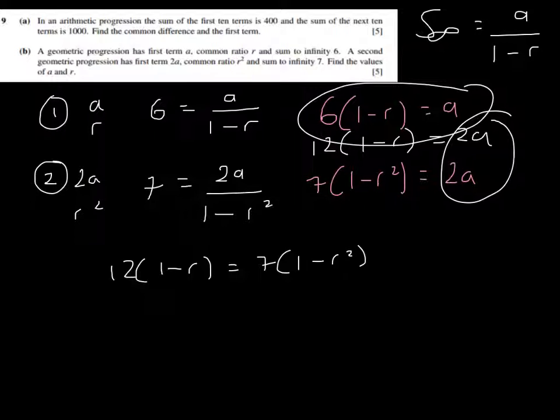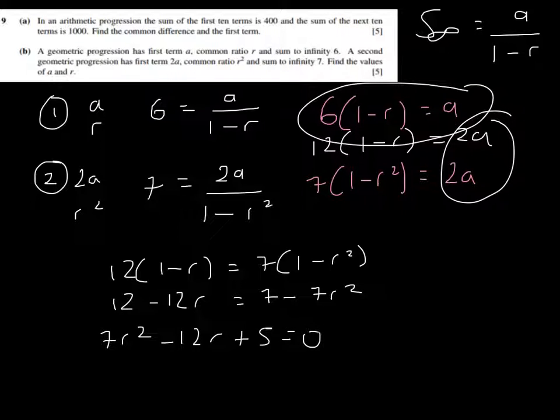Like so. If I expand that out, and then rearrange it, I'm going to get 7R squared minus 12R plus 5 equals 0, which is nice. It's a quadratic. That's what we're always looking for in these questions. So all we have to do now is factorise that into two values. We know that this middle term is negative, which means that this is positive.